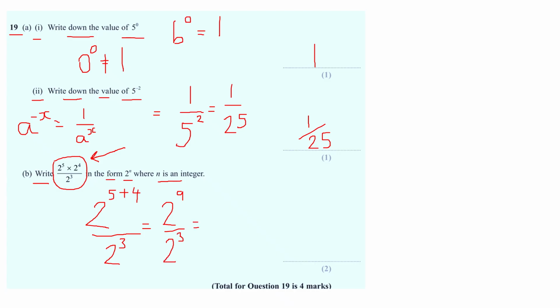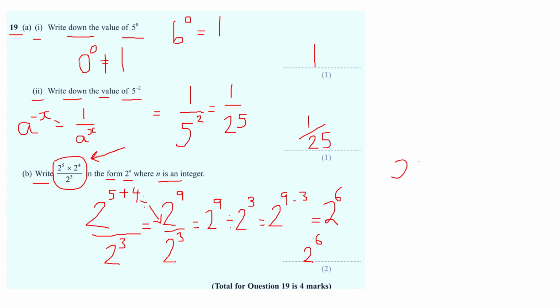Now when I'm dividing, remember that the fraction here means division. So when I'm dividing with the same base, 2 to the power of 9 divided by 2 to the power of 3, or 2 cubed, what do I do, guys? We subtract those powers. So 9 take away 3, 9 minus 3, 9 subtract 3 is 6. So we have 2 to the power of 6 as our final answer. And that is working with our laws of indices.